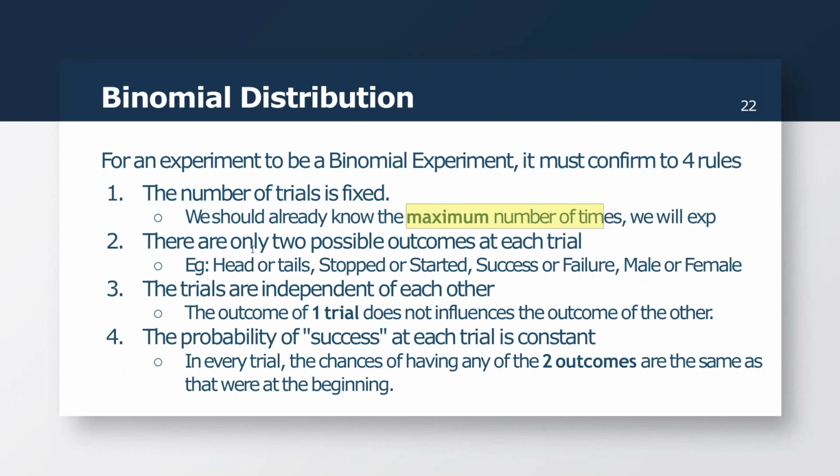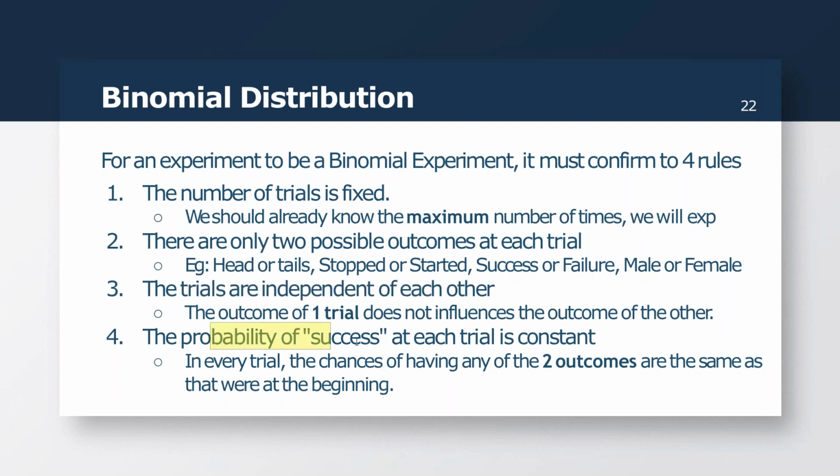Because it's binomial, the second rule is pretty simple. There are only two possible outcomes at each trial. So every time I toss the coin, there are only two possible outcomes. The trials are independent of each other. We've already established this, right? The outcome of one trial does not influence the outcome of the other.